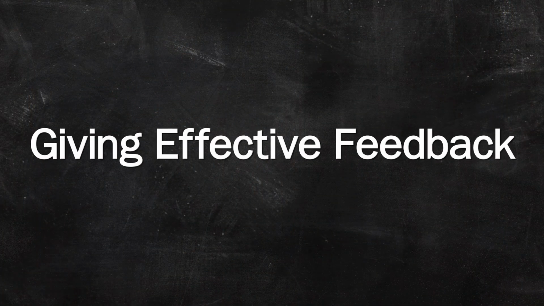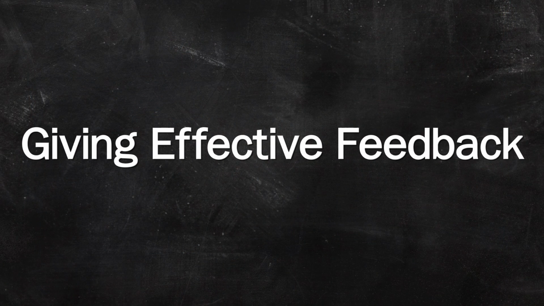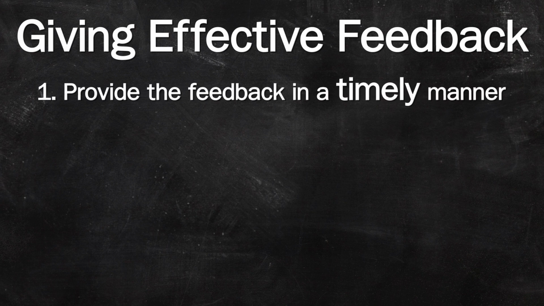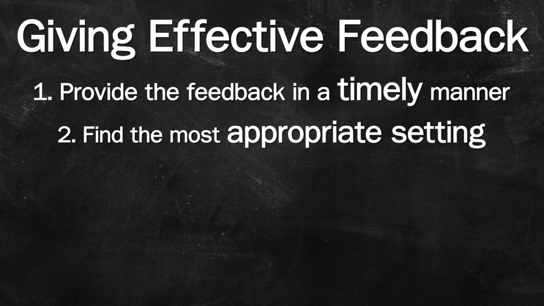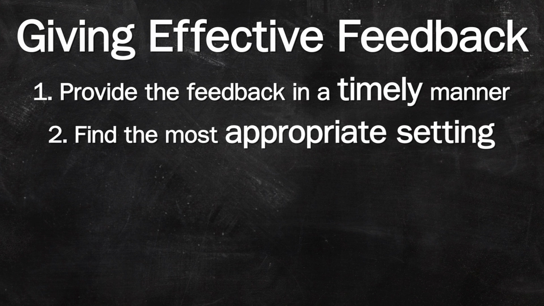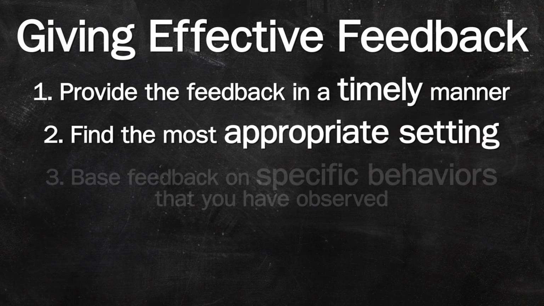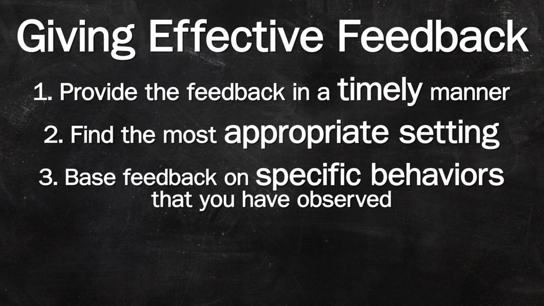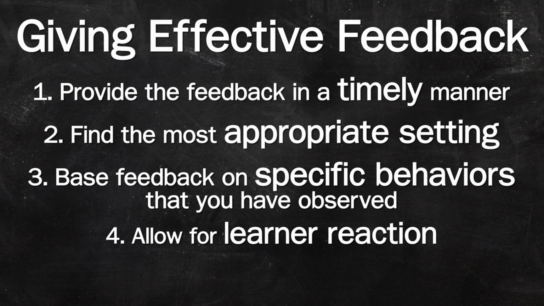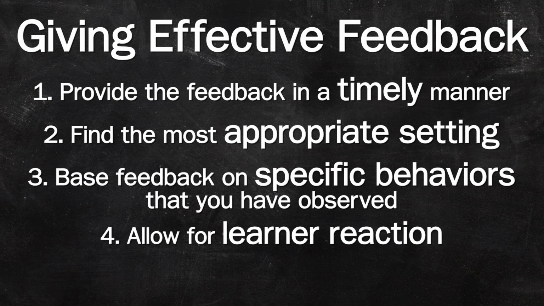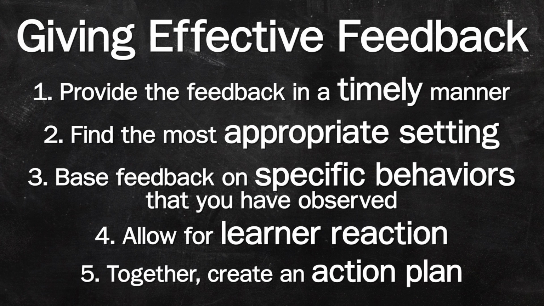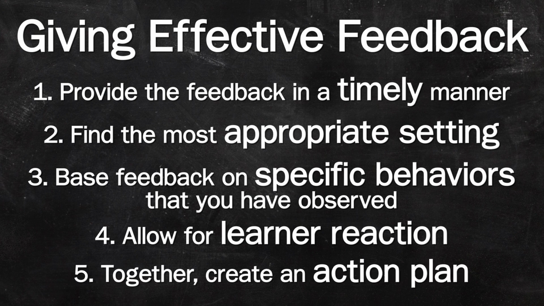For this video, we selected 5 elements you can use to ensure your feedback is effective. Provide the feedback in a timely manner. The sooner, the better. Find the most appropriate setting, informally in the hall, team room, or a private location like your office. Sometimes the bedside is just fine. Base feedback on specific behaviors that you have observed, not just heard from others. Allow for learner reaction, make room for a different perspective, and then, together, create an action plan that allows the learner to use feedback soon.